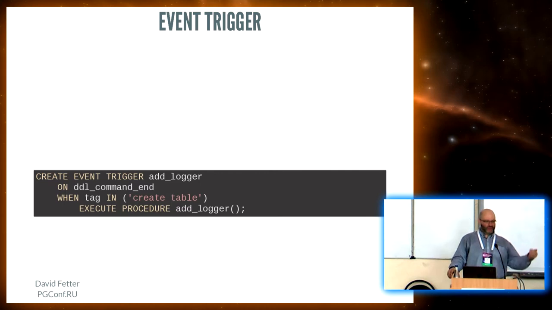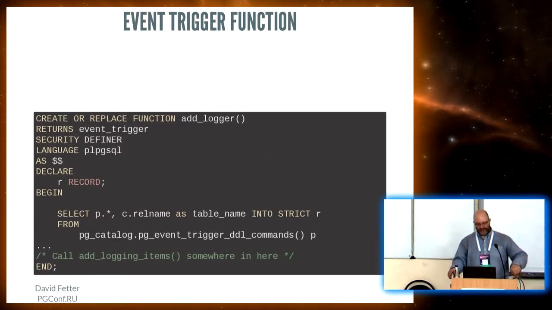So what we're doing is we're looking for the tag of the command that says that we have created a table. We're watching for this event, and then we're responding to it by calling this function addLogger. AddLogger in turn looks inside this interesting function called pgEventTriggerDDLCommands. There should only be one of them. There may be a bug where this may produce two, and I'll have to fix that soon.